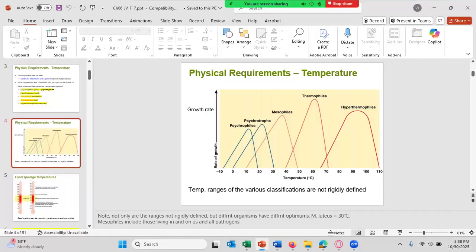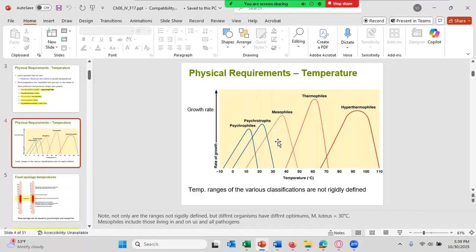You can have a psychrophile, and these are organisms that grow best around 10 degrees Celsius. That's the temperature of your refrigerator. There are also psychrotrophs, and these are organisms that grow best around 22 to 25 degrees, around room temperature. There are mesophiles, and these are organisms that grow best around 37 degrees Celsius.